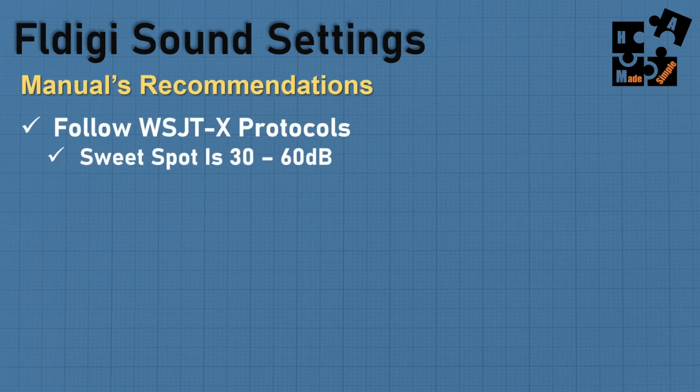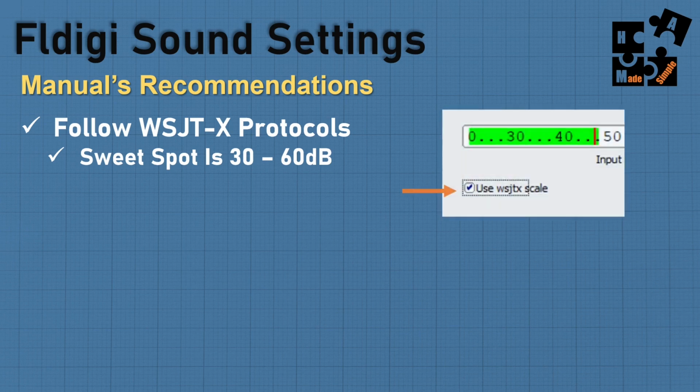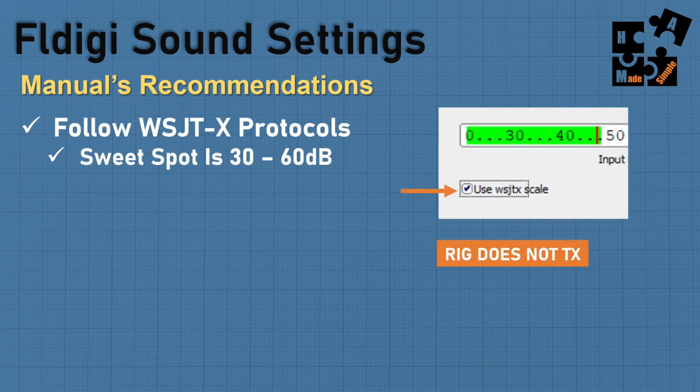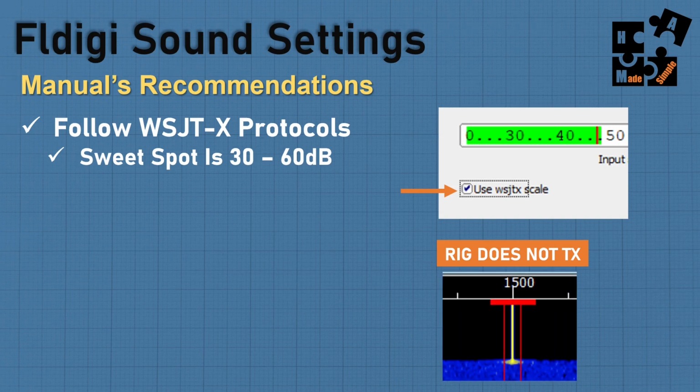So the manual's recommendation, pretty much, is a sweet spot of 30 to 60 dB, because we're using the WSJT-X meters that are in there, as long as you have that clicked. By the way, here's just a rabbit trail. I'm putting this in here.